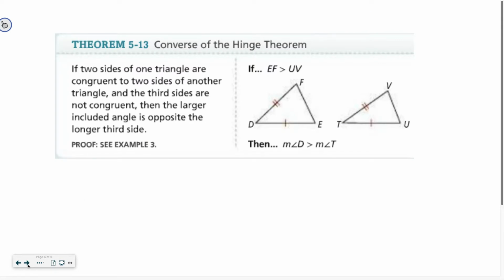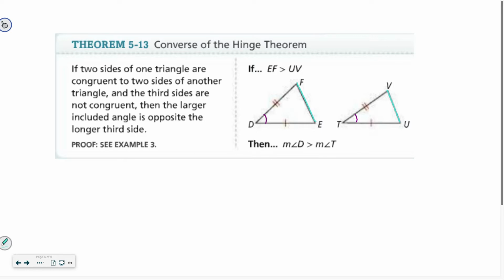Okay, so then let's talk about the converse of the Hinge theorem. Hopefully by now you've picked up that the converse just means the opposite, right? Before, we talked about how if we were given that an angle is bigger than an angle, then we can say something about the sides. The converse is if we are given the sides, then we can say something about the angle. So if I know that this side EF is greater than this side, I know that angle D has to be greater than angle T.